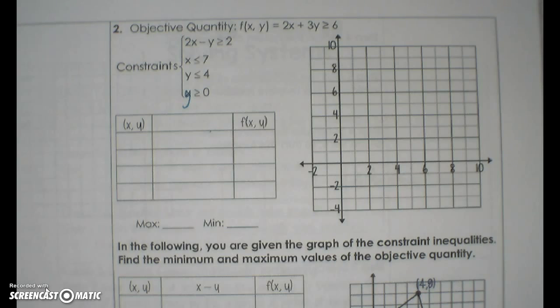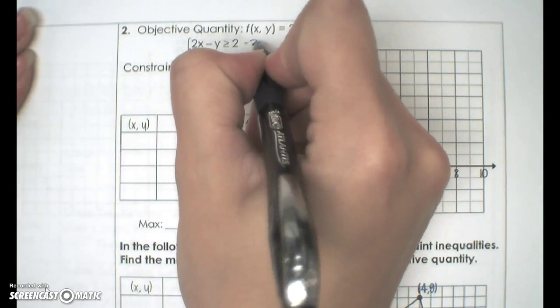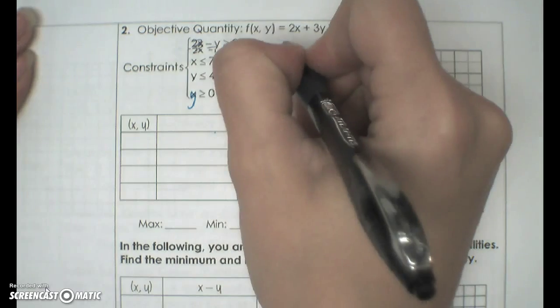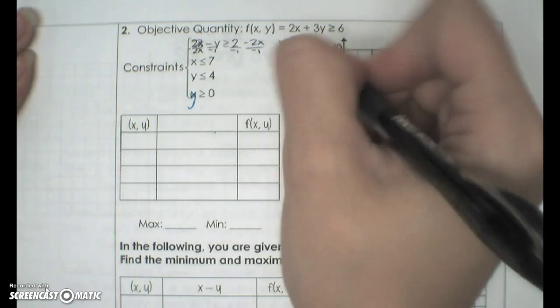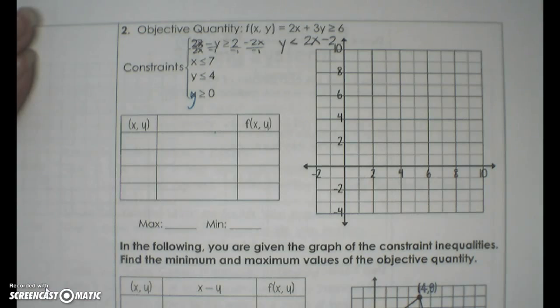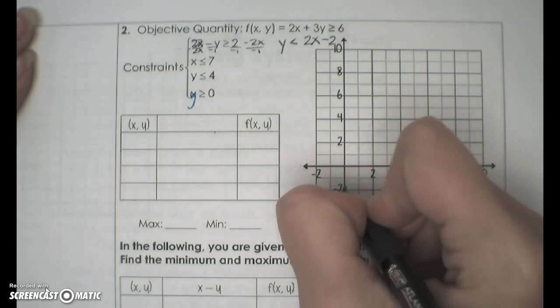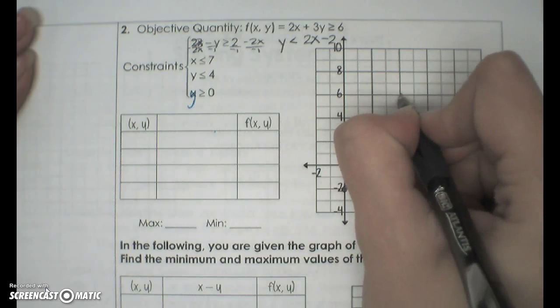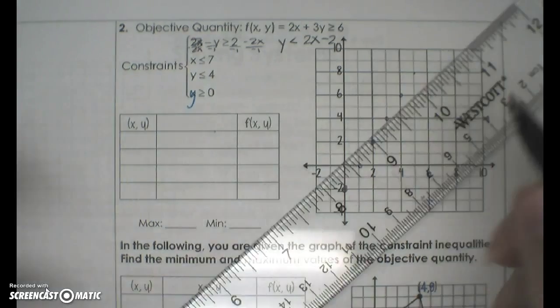So let's graph our first one after we change it. We're going to subtract 2x, then divide everything by -1. So we have y less than, because remember we flip our sign when we divide by a negative, and then our slope here is going to be 2x, and then we have -2. Okay, so let's start at -2, going up 2 over 1, up 2 over 1. Okay, drawing that line.